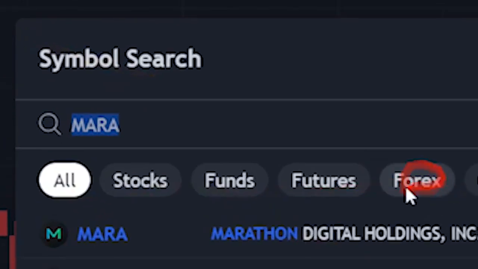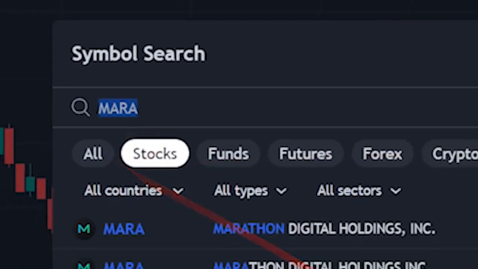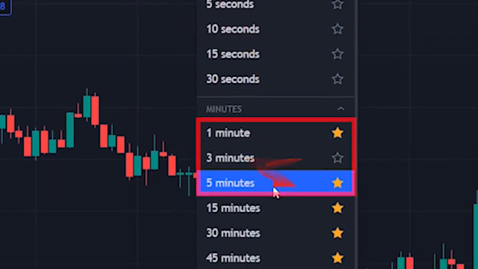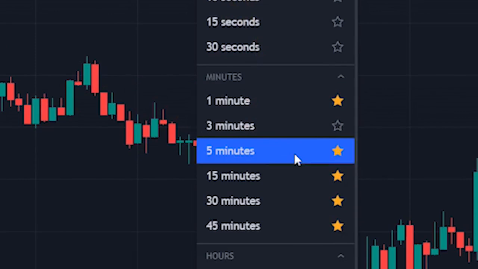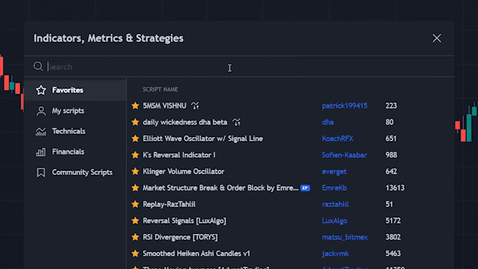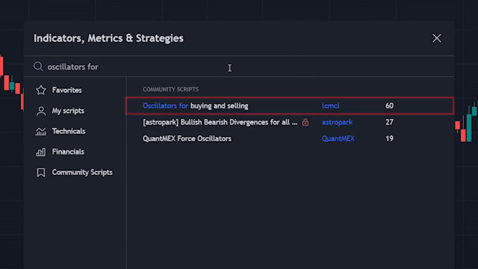This strategy works well on Forex, crypto, and stock markets. You can choose any symbol you like and choose a time frame from 1 minute to 5 minutes. My recommended time frame is 5 minutes, but you can change it according to your backtests. Now, go to the Indicator tab and search for Oscillator for buying and selling. When you find it, click on it and add it to your chart.